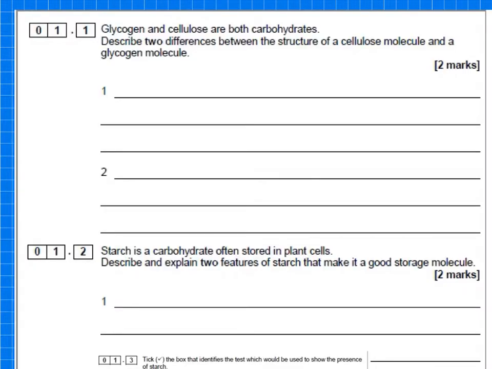Question 1, and it talks about glycogen and cellulose are both carbohydrates, so that will directly be related to 3.1.2, which is about carbohydrates and specifically about polysaccharides. It says describe 2 differences between the structure of a cellulose molecule and a glycogen molecule. Remember in your answer, because it's 2 differences, you've got to mention both cellulose and glycogen. It's really important to state, and you have to do that for 1 mark.